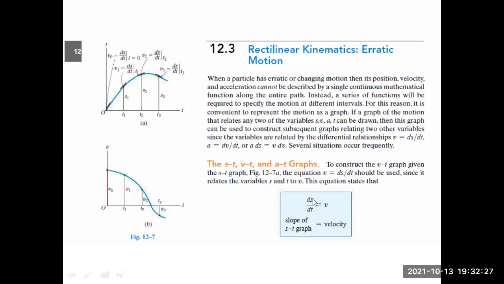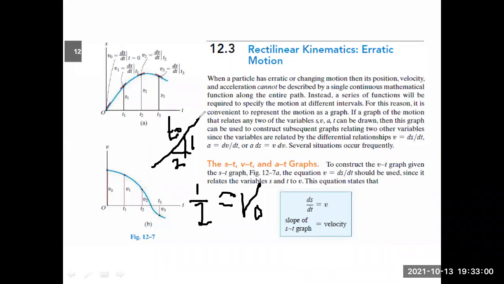The slope means ds over dt. Calculate the slope between two points on the line, for example between 1 and 2, so your slope is 1 over 2. So this would mean this is the value for V naught when time is equal to T naught. If the slope changes, the value changes.